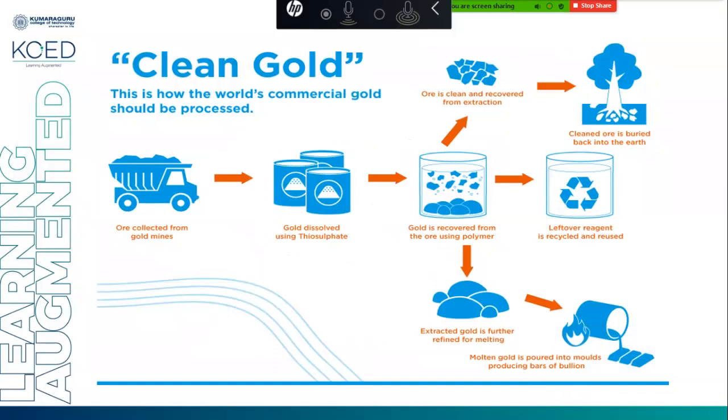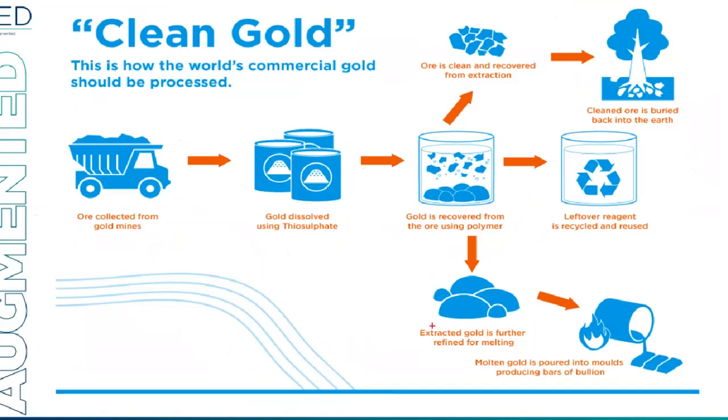The extracted gold is further refined for melting. Then the molten gold is poured into moulds producing bars of bullion. So the gold is melted as a bar. Here, the ore is collected, gold is separated from the ore, and finally the gold is used for gold biscuits as well as ornaments. So this is known as cleaning the gold.